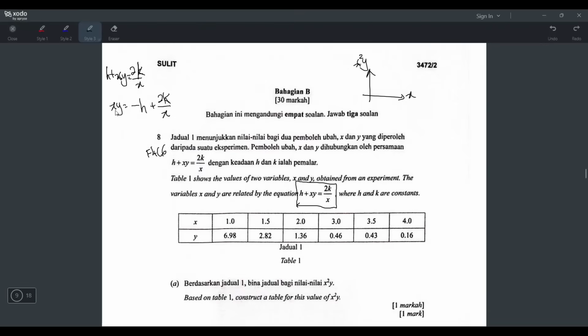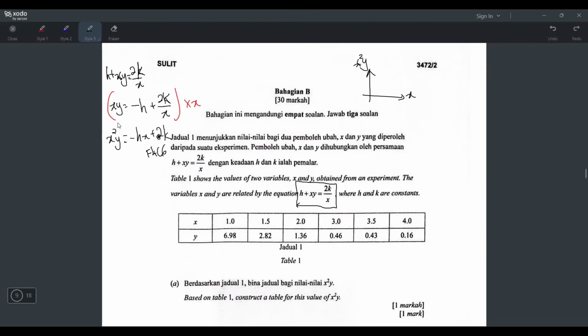So how can I make it same? xy, I want to become x square y. Very simple, just times with x. But if you times with x, then everyone also have to times x, right? So everyone times x. So xy times x, x square y, negative h times x, negative hx. 2k over x times x is 2k. And there you have it.